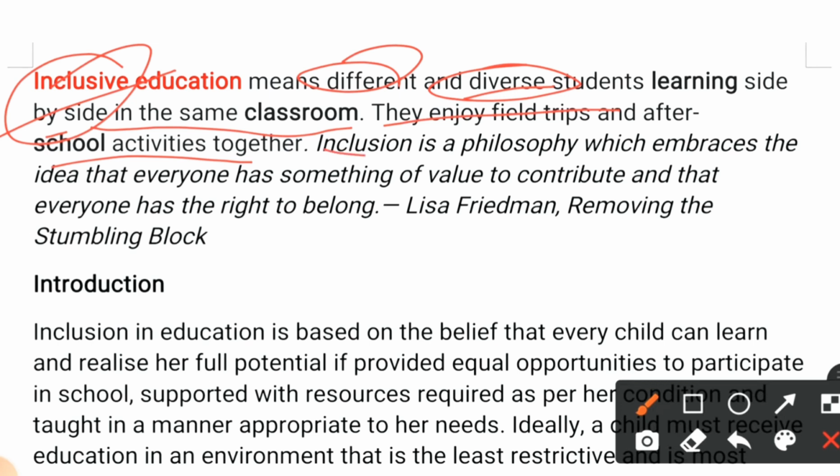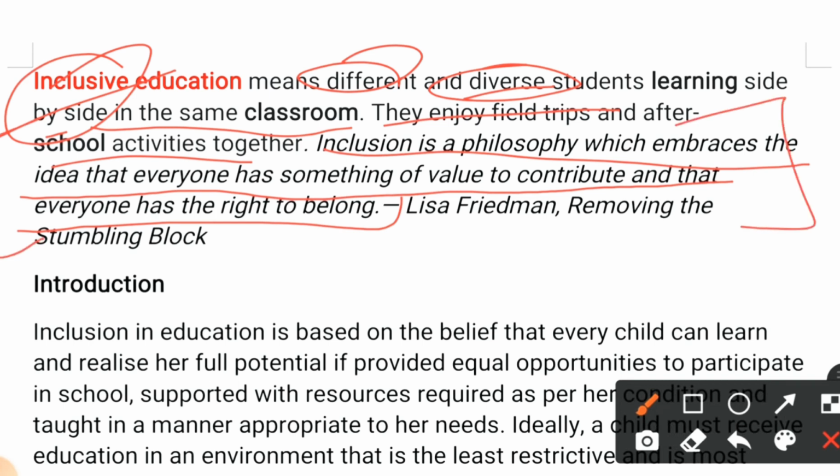Now inclusion is a philosophy which embraces the idea that everyone has something of value to contribute and that everyone has the right to belong. It means that everybody comes with a different socio-economic background and they contribute something for the society. These words are said by Lisa Friedman in a book called Removing the Stumbling Block. So this is what she said.